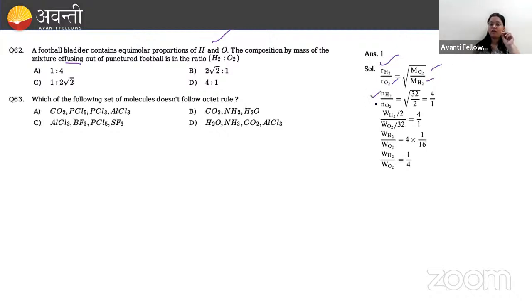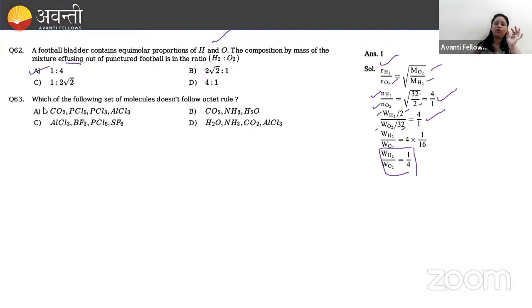Okay, the number of moles of H2 divided by the number of moles of O2 is equal to 32 by 2. 32 is the weight of what? Oxygen, and here is the weight of H2. So that is 4 by 1. So number of moles are nothing but weight upon molecular weight. Okay, when you do these calculations, you will find this factor. So this is the composition by mass of the mixture. That is 1 by 4. So here the correct answer is 1.